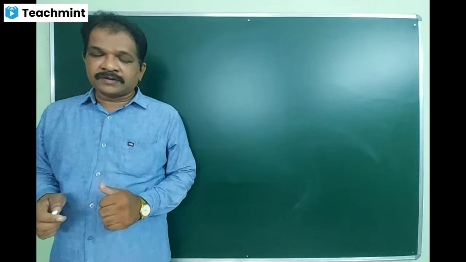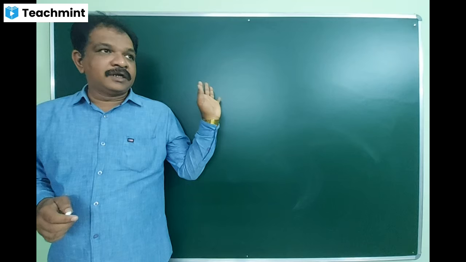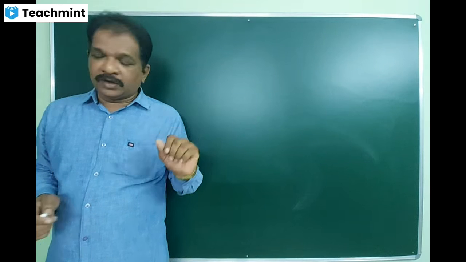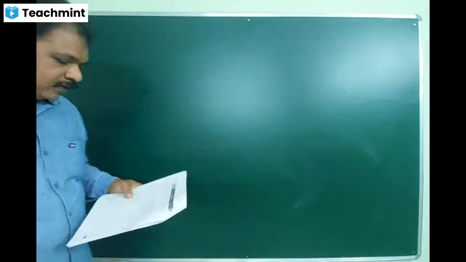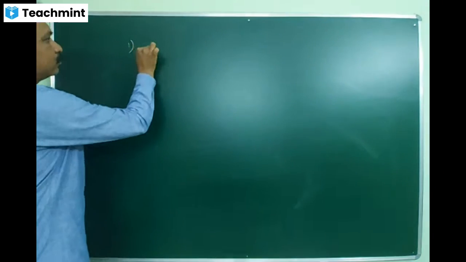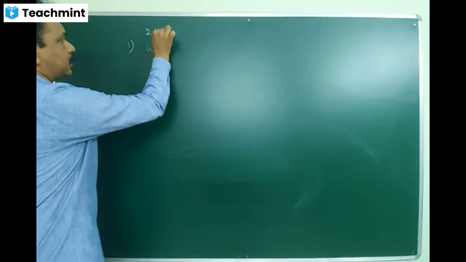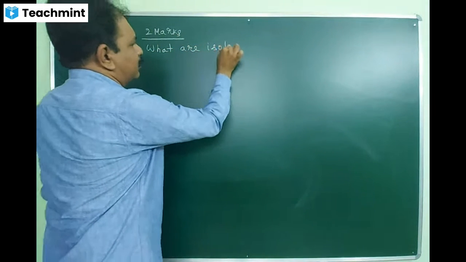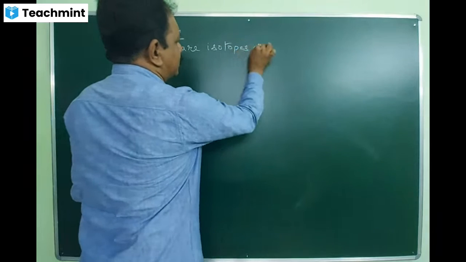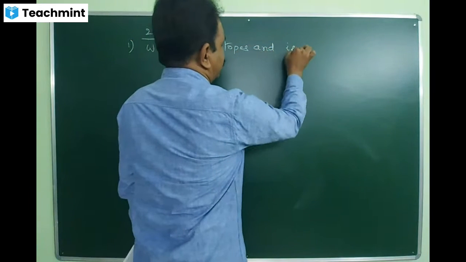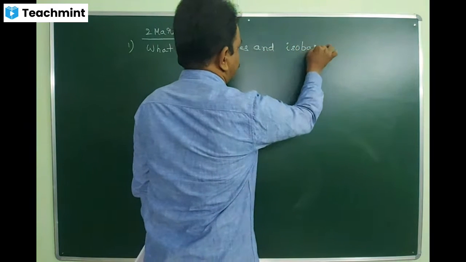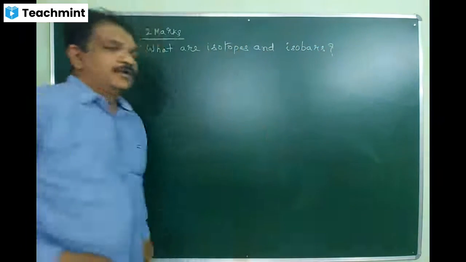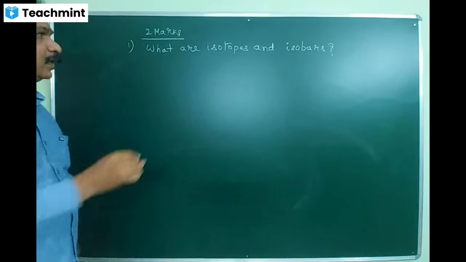Next, the 2-marks questions, one by one we will discuss. Take your notebooks and note it down, all of you. That will be useful for you. First one, 2-marks questions. These are: what are isotopes and isobars?